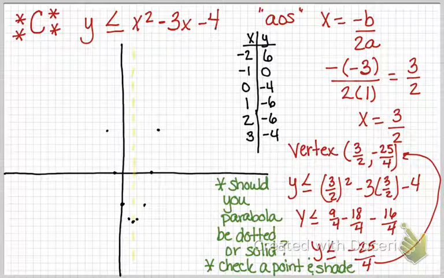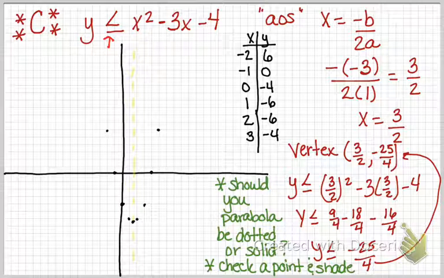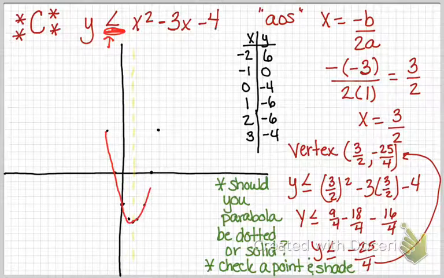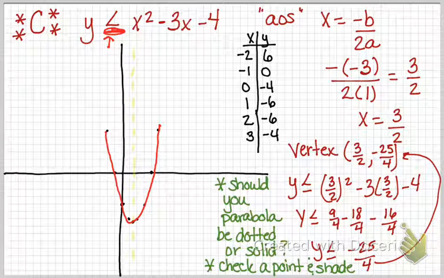Because we're talking about an inequality, we've got to ask ourselves some more questions. Should our parabola line be dotted or solid? Remember, when we have less than or greater than and equal to, this bottom line, the equal to line, tells us it's got to be solid. So we're going to make it a solid line. If it didn't have that, it would be a dashed or dotted line on our parabola.